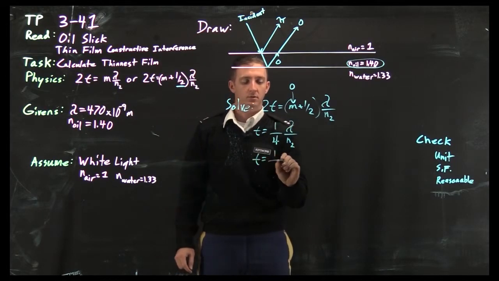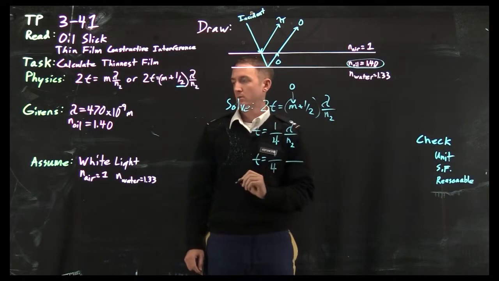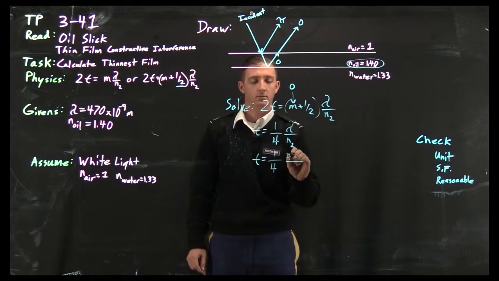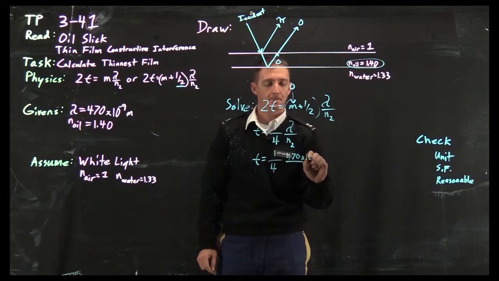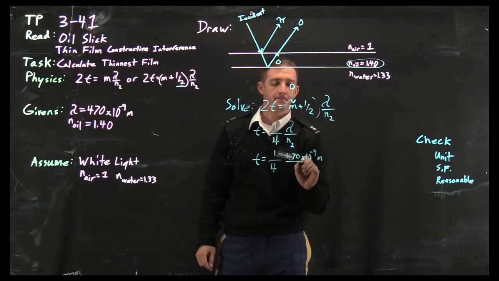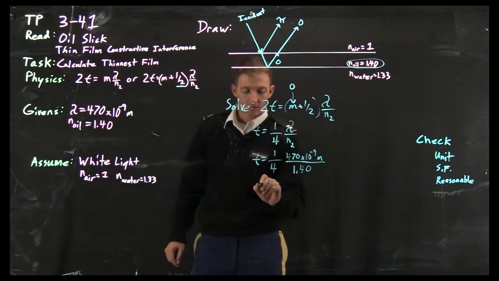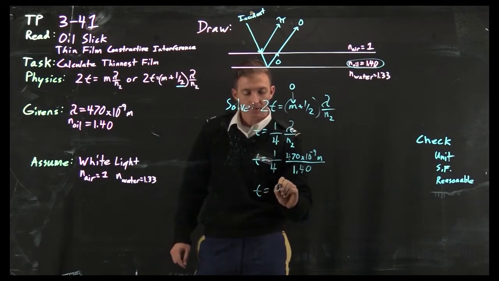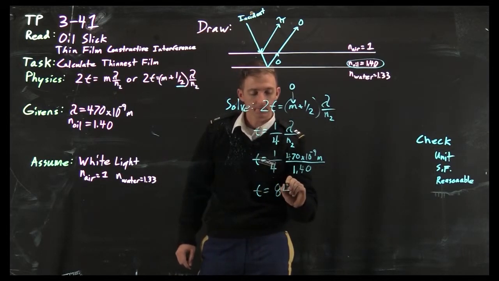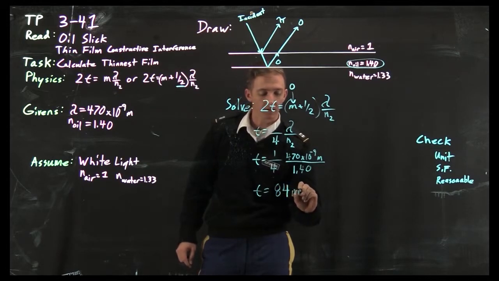Substituting in our numbers, again using the refractive index for the oil. When you put all these numbers into your calculator and round for significant figures, I get 84 nanometers.